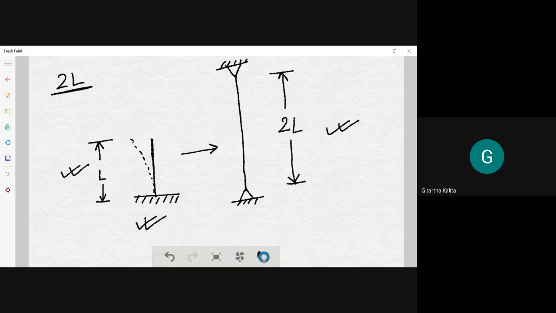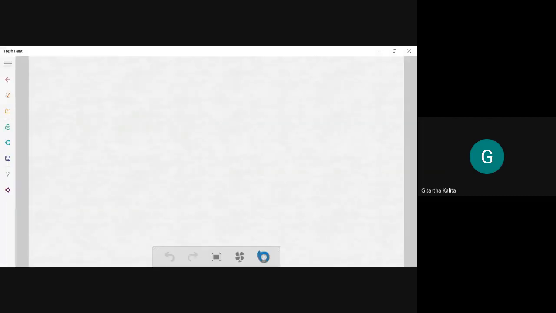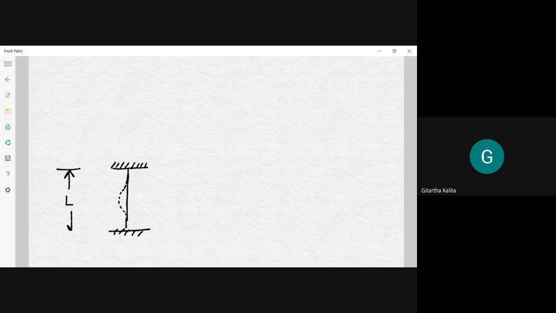Let me tell you another example, the last one. This column has both ends fixed, so the column will generally bend in this way. Now let us forget about the bending. If this column is of length L, the effective length is said to be 0.65 L.